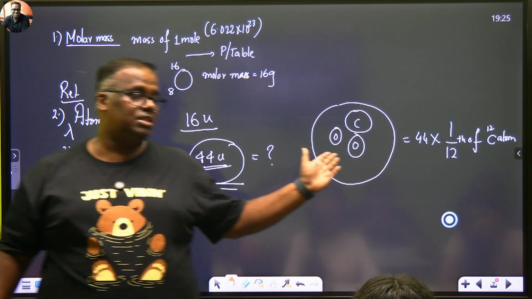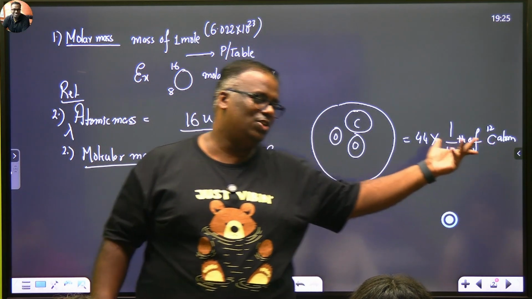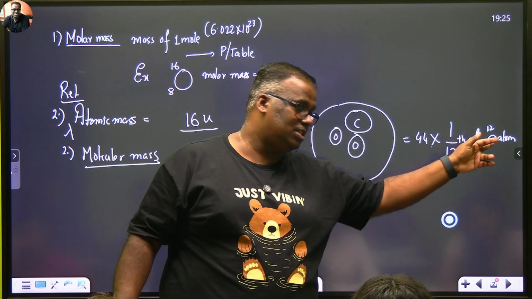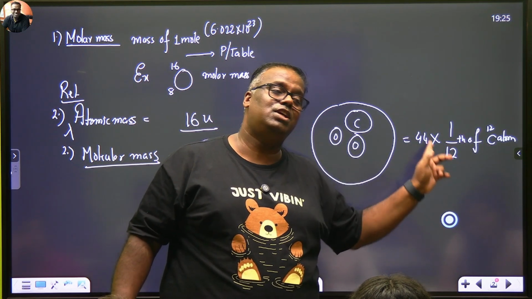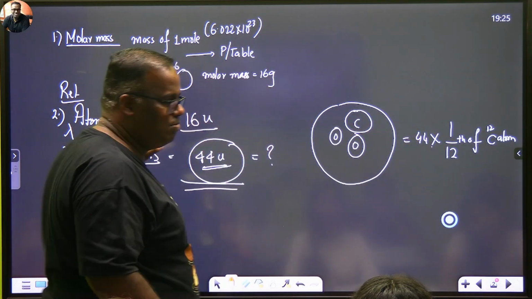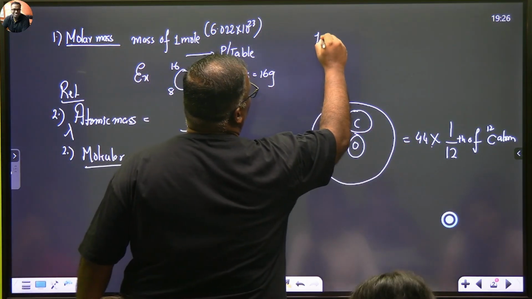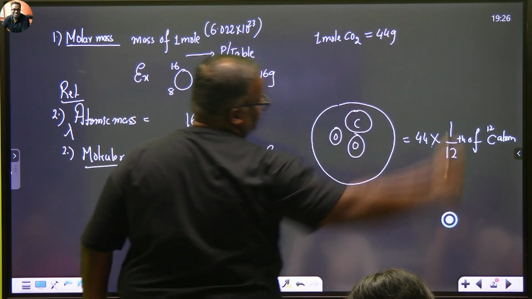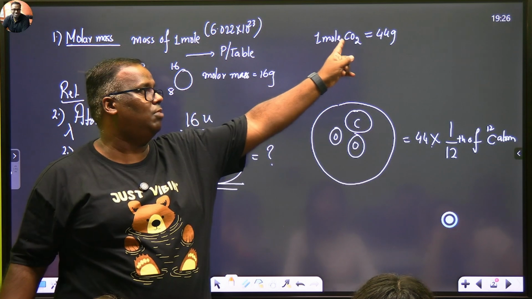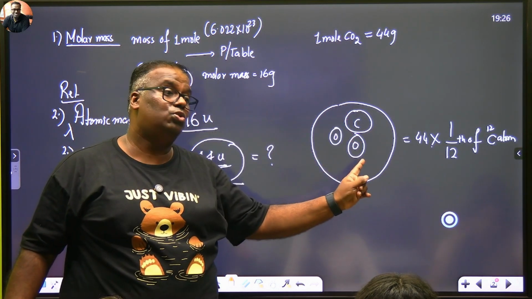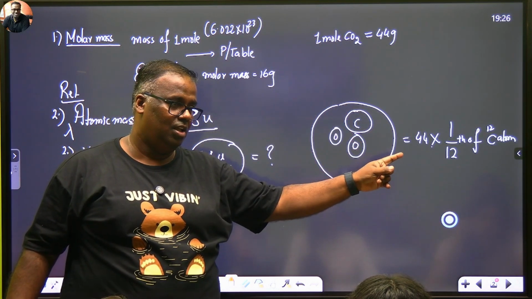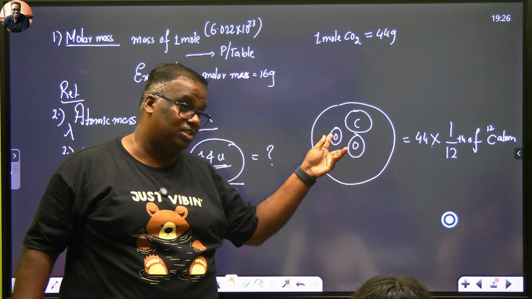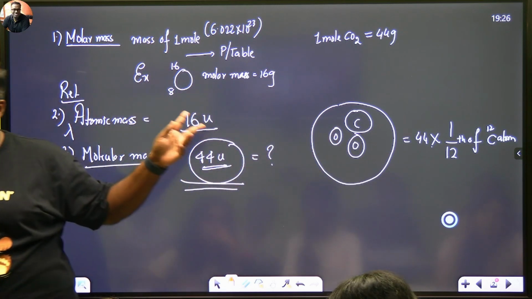So is carbon dioxide heavier than carbon? Sir, what question are you asking? It has 2 oxygens in it, so it will be heavy. Is it 44 times as heavy as carbon? No, 44 times as heavy as 1/12. And if you don't want all this fuss, then you can straight away say 1 mole of CO2 is exactly 44 grams. And here, how many molecules am I taking? 6.023 into 10 to the power 23. How many carbon atoms? As many as the moles. How many oxygen? Double. Did you understand this thing?